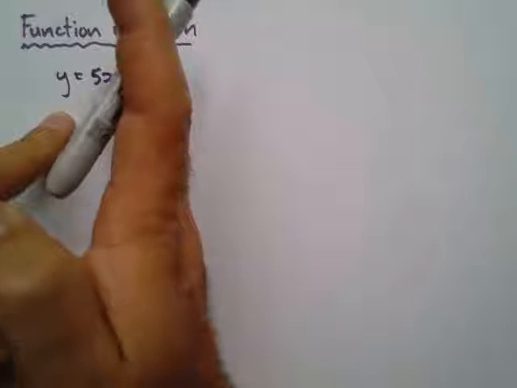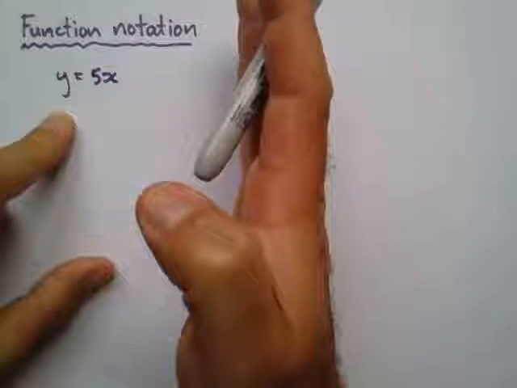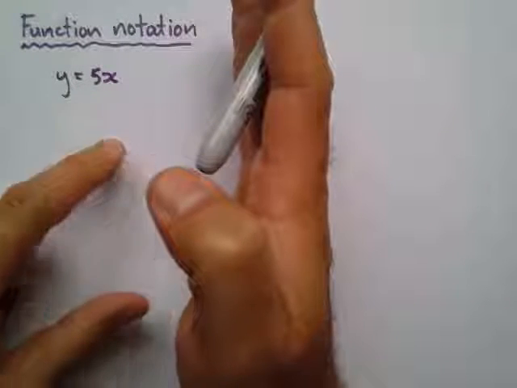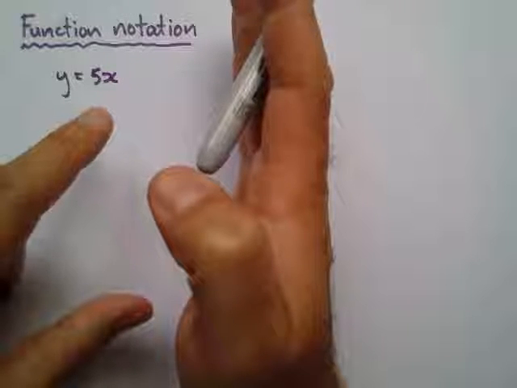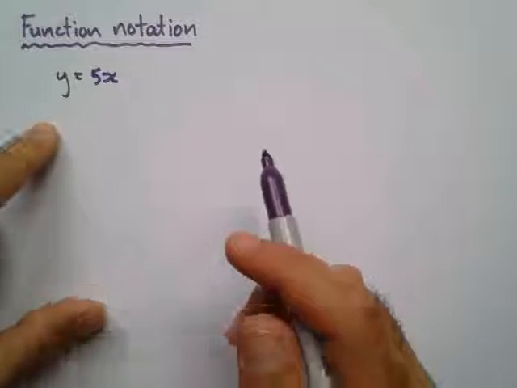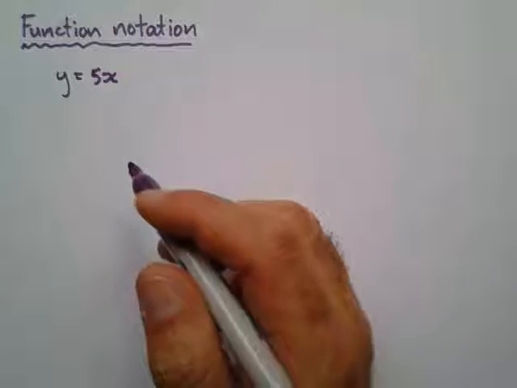means the vertical line test only intercepts the graph once, which means for every x value, there's only one y value. So this is a function.